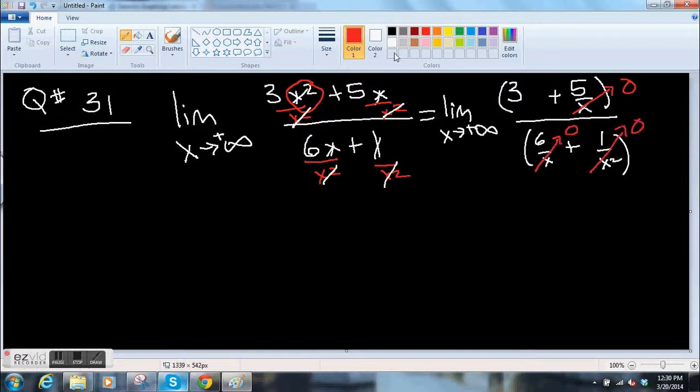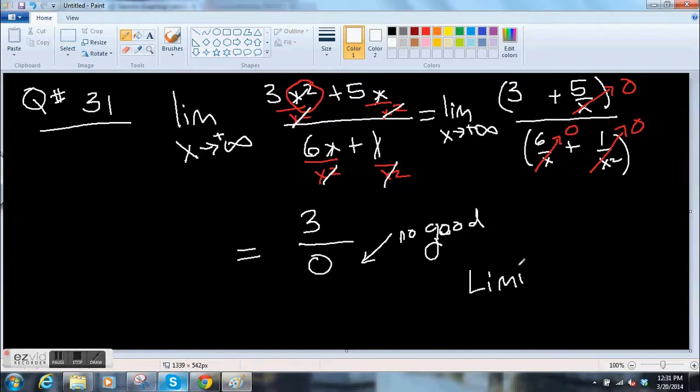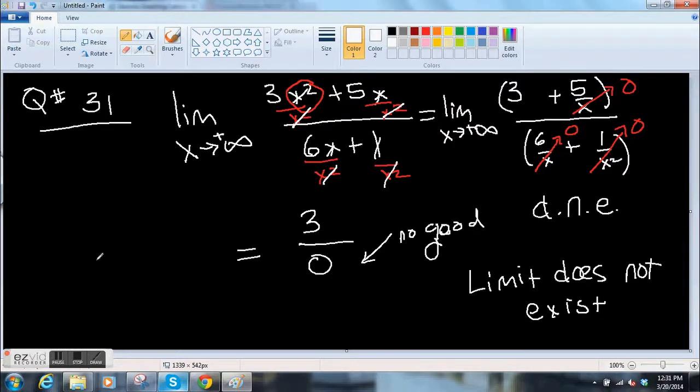So it sort of helped clarify that it doesn't exist. Essentially, we get 3 plus 0 divided by 0, and that's no good. It means the limit does not exist. If you do this and you get 0 in the denominator, that means the limit does not exist, or you can write DNE. And that also tells you that there is no horizontal asymptote.